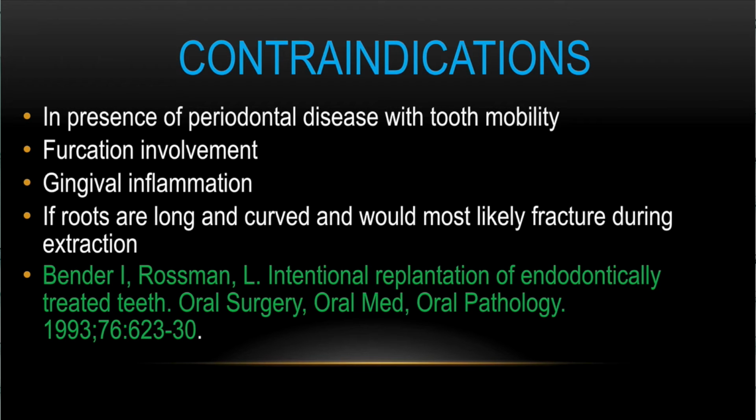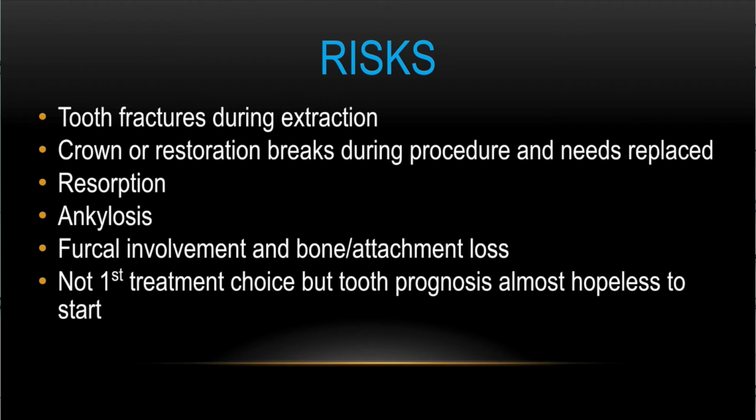Contraindications from this Bender and Rossman study: presence of periodontal disease with tooth mobility. You're not going to get as good of results. The furcation involvement, again, this isn't going to help heal furcation involvement. You've got to be careful if there's gingival inflammation. Sometimes it's combined endoperiodontal therapy. And if the roots are long and curved, it would most likely fracture during extraction. That's another contraindication for the intentional replantation procedure.